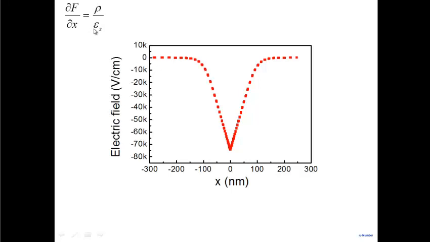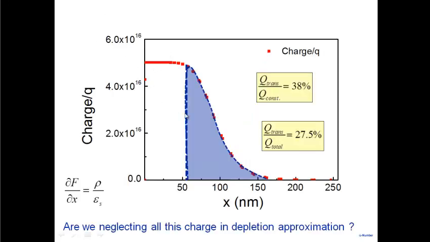So I'm integrating charge. Now, if I'm integrating charge from here and going up to here, if the depletion approximation involves neglecting all this charge here, the electric field at this junction is a result of the integral of all this charge here. So the electric field would be in error by roughly the same amount, 38% or so, right?